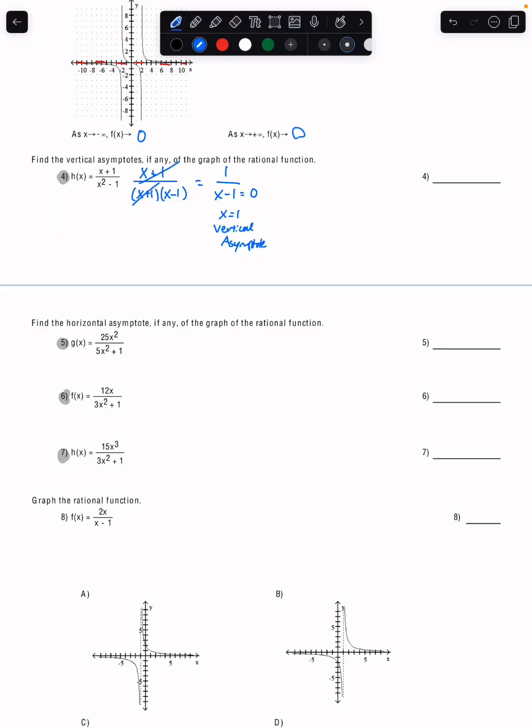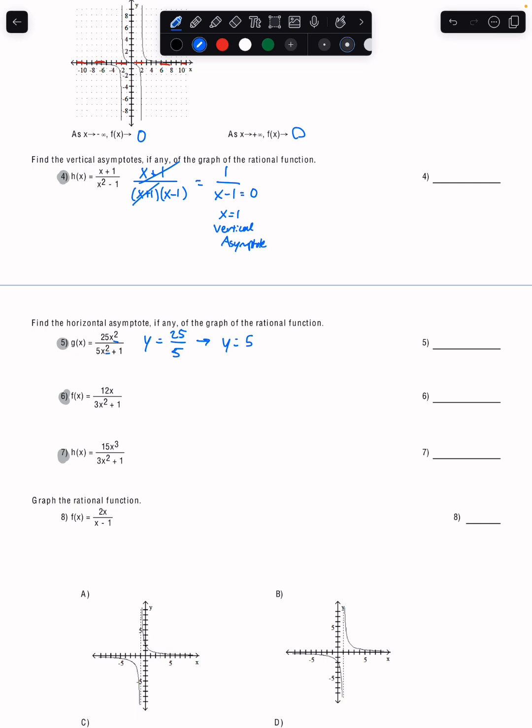All right, here for number 5, 6, and 7, it says find the horizontal asymptote, if any, of the graph of the rational function. And there's a little trick to this. So looking at number 5, when our leading exponents are the same, they're both squared, we really don't have to do nearly as much of the work. We can just take their constants and solve that. So we'd say y is equal to 25 over 5, which if you punch that in your calculator, y equals 5. That's how you find the horizontal asymptote when the leading degrees are the same. You look at the coefficients.